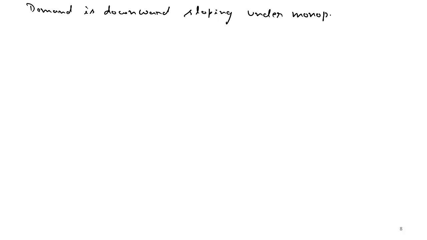So under monopoly, you remember a couple of things. Demand is downward sloping under monopoly. We also know that demand is equal to average revenue, and recall it from the perfectly competitive market. I told you demand is the same thing as average revenue.